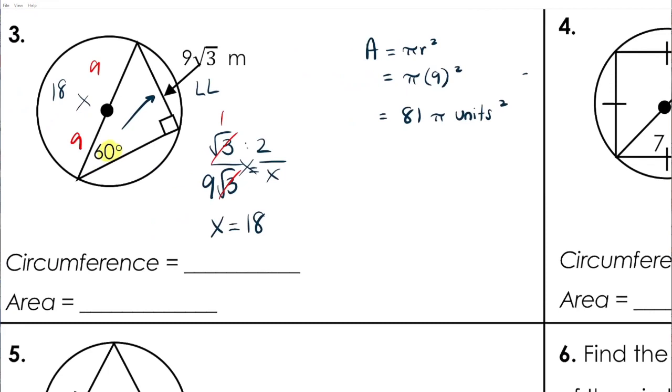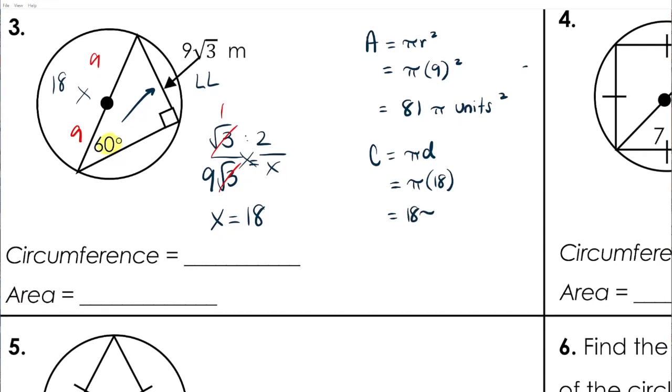And now we can find circumference, pi times diameter. I'm choosing to use the diameter because I know the diameter. If I knew the radius, I would just use the radius. Okay, so pi times 18. So it's 18 pi units.